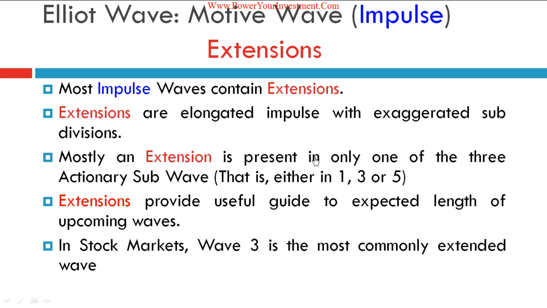Now for example, let's say we have wave 1, and wave 1 is not an extended wave, it's a normal wave, and we have wave 3, which turns out to be an extended wave. Now since wave 3 is an extended wave, what we can do is we can take the size of wave 1 and imply that the size of wave 5 will be similar to that of wave 1. Okay. So what extensions usually do is provide a useful guide to the expected length of upcoming waves. Okay. Now usually in stock markets, wave 3 that you'll recognize is usually the most extended.